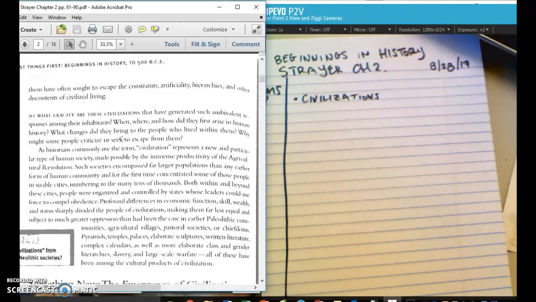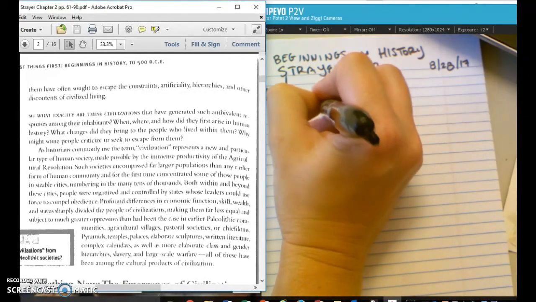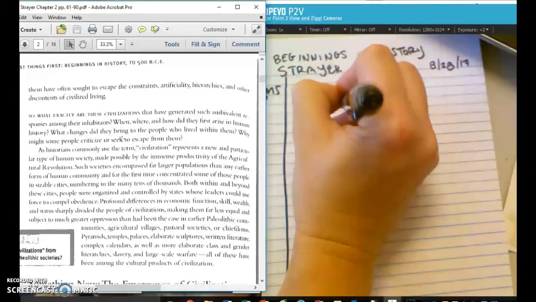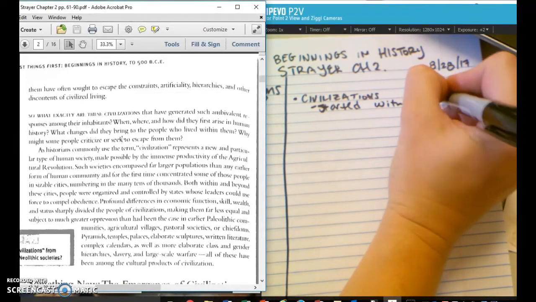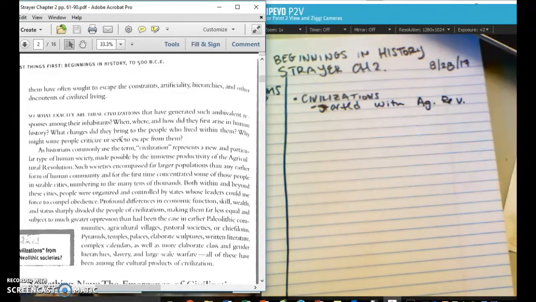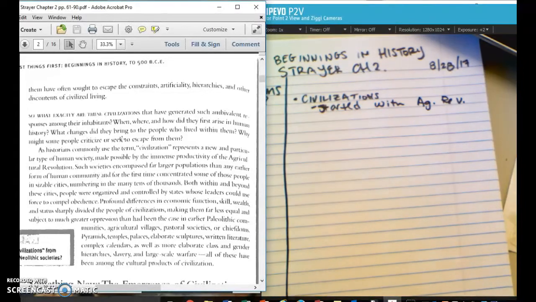As historians commonly use the term, civilization represents a new and particular type of human society made possible by the immense productivity of the agricultural revolution. So, I may want to say that they started with the agricultural revolution, and I'm going to abbreviate agricultural revolution to save space. Also, I don't recommend doing this with your Sharpie. I may do it with a smaller pencil.